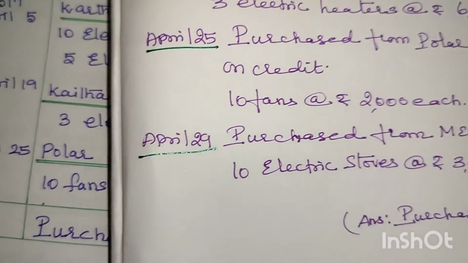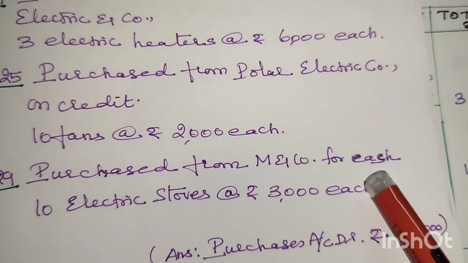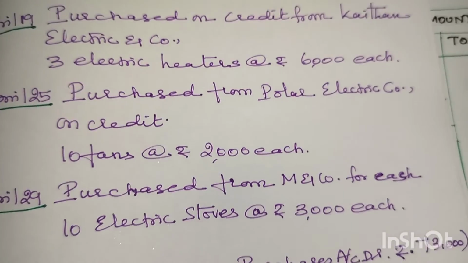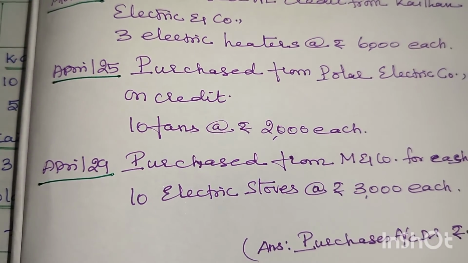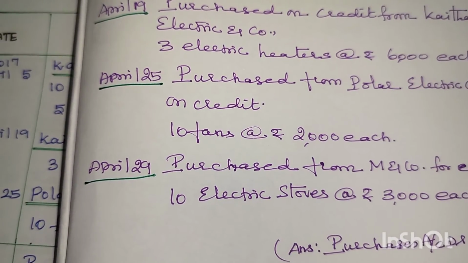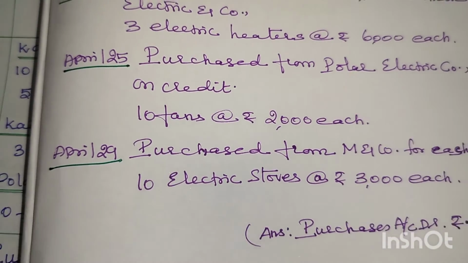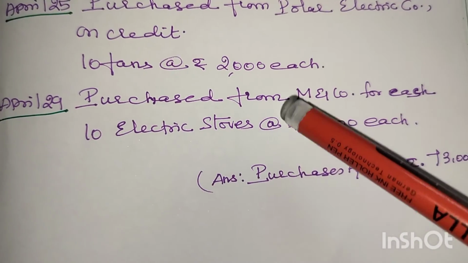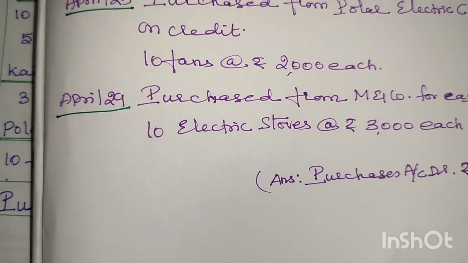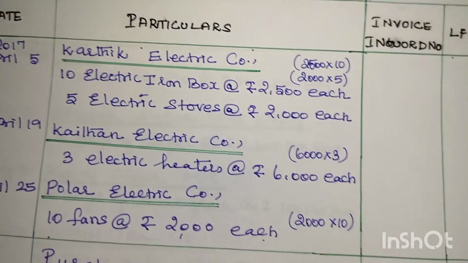Then the next transaction is April 29, purchased from M and Co for cash. Listen carefully. This transaction tells us it is a cash transaction. In the purchases book, goods purchased for cash and purchases of assets are never recorded. So we don't enter cash purchases in the purchases book. We need not enter this transaction into the purchases book. So we enter all credit purchases into the purchases book.